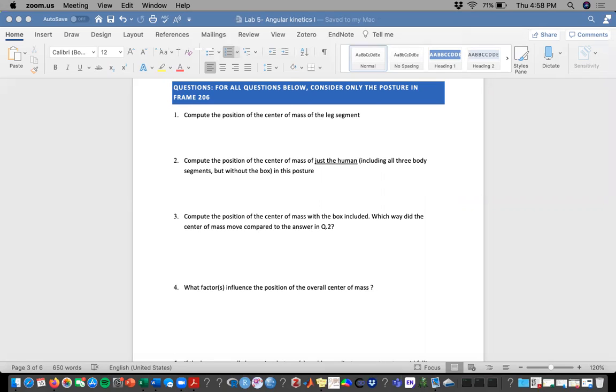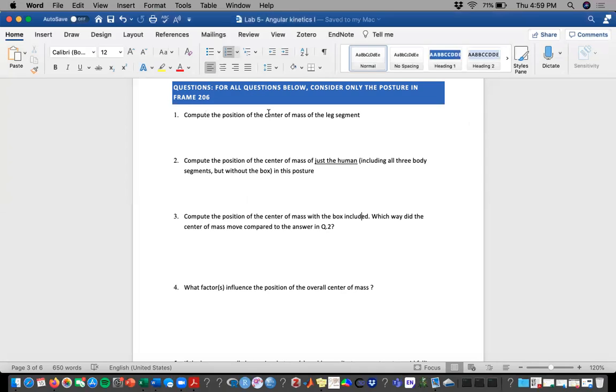Please be sure that you've completed the Angular Kinetics lecture and practice problems prior to completing this lab, particularly the computing the center of gravity problem. It gives a great overview of what we're doing today. Today, we're going to look at center of mass of individual segments and then center of mass of the sum of segments, so a whole person with and without a box. So you're going to be asked to do that.